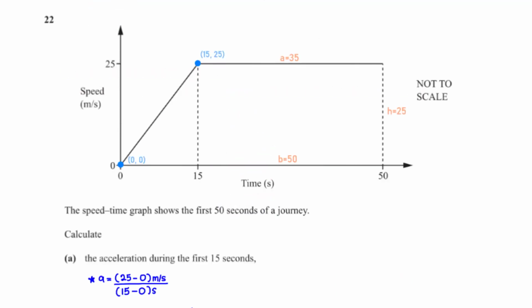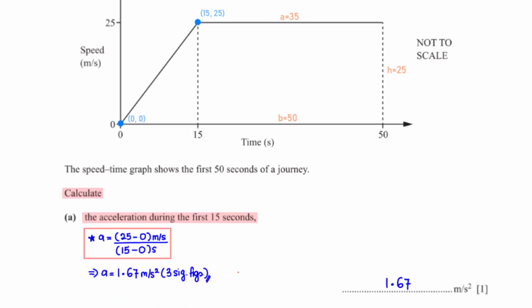The speed-time graph shows the first 50 seconds of a journey. Calculate the acceleration during the first 15 seconds. To get the acceleration, we simply find the slope of the graph during the first 15 seconds. This gives us (25 minus 0) meters per second divided by (15 minus 0) seconds. When we type this into the calculator, we get 1.67 meters per second squared, rounded to 3 significant figures.